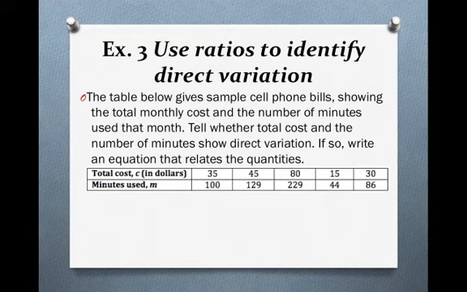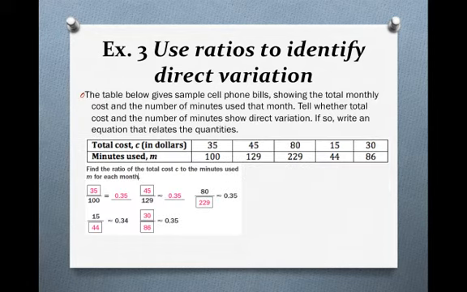So we're going to look at the ratio of cost to minutes, so C over M. So we've got 35 over 100 is 0.35. We have 45 over 129 using the next ordered pair, and that's approximately 0.35. Then we move to the next ordered pair. We have 80 over 229, and that rounds to be 0.35. Then we have 15 over 54, which rounds to be 0.34, but that's really close to 0.35. And then we've got 30 over 86, which rounds to be 0.35.